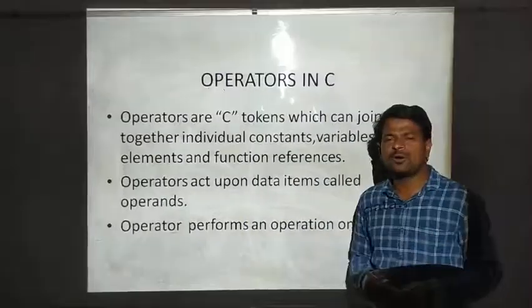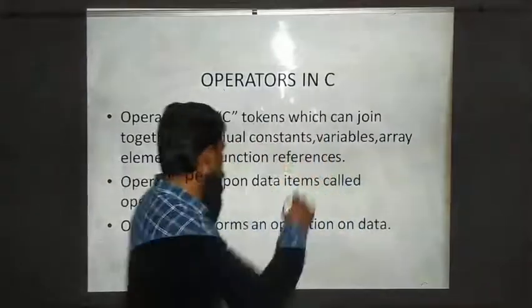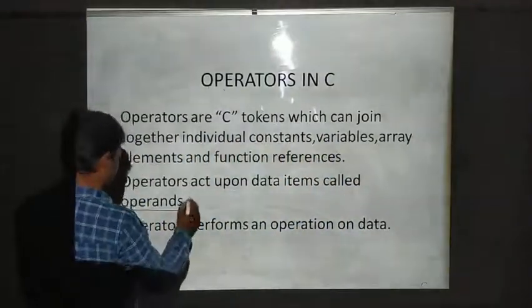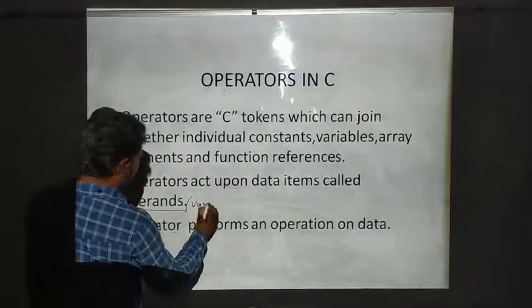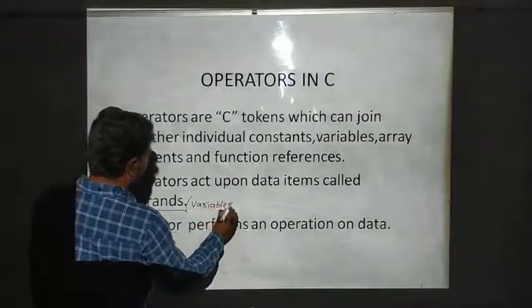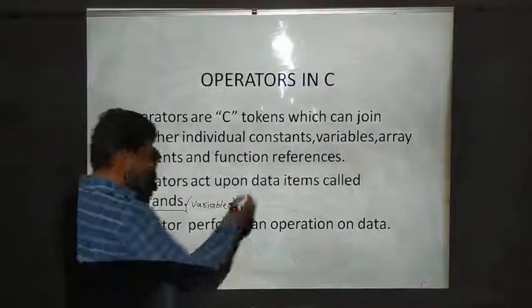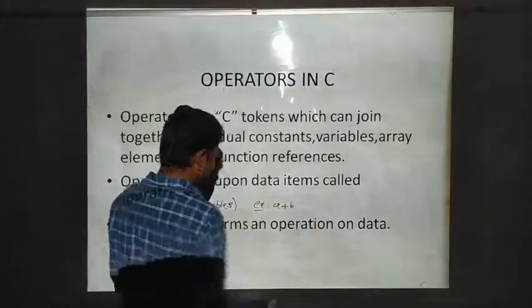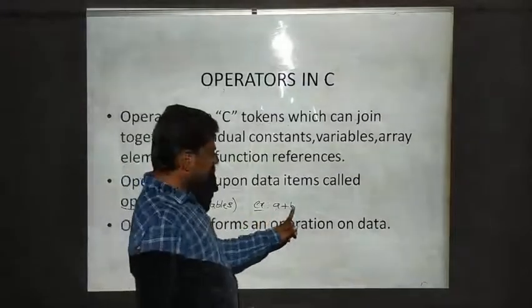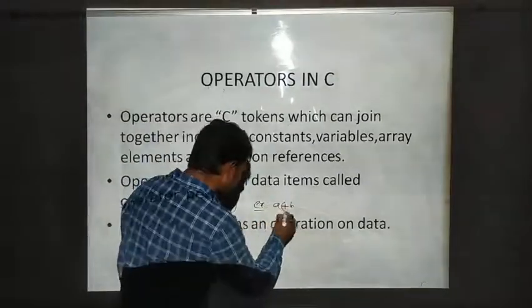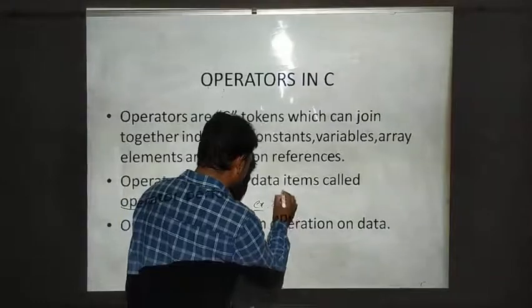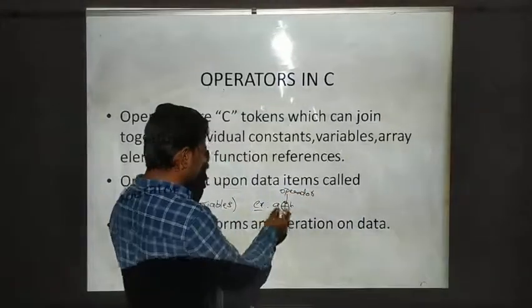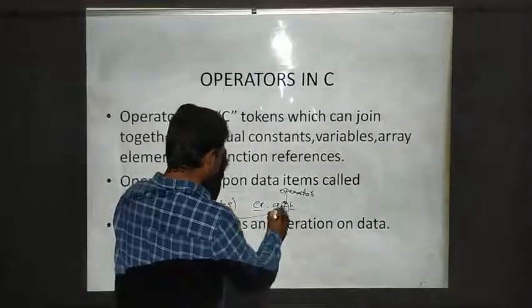Operators act upon data items called operands. Operand means what? Variables. Operators act on operands, called variables. For example, this is an operand, this is an operand, and this is the operator. These two are operands.